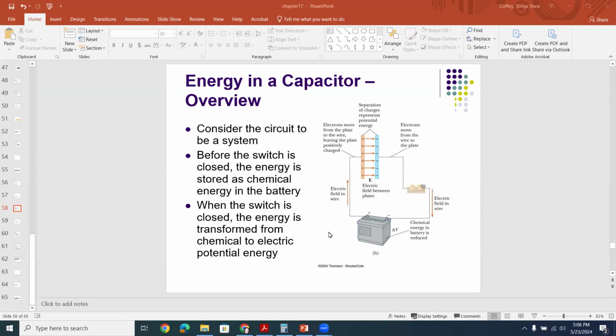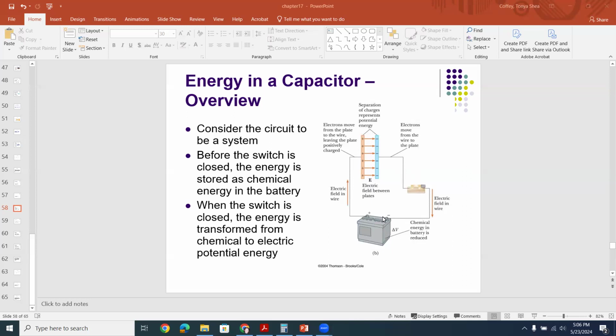If you consider this whole circuit to be a system, and you consider that the capacitor is initially uncharged before the switch is closed, then when the switch is closed, because of the voltage between the terminals of the battery, you establish an electric field in the wire. That electric field in the wire causes F equal to QE, a force on the electrons in the metal, in the wire, and electrons from the battery as well.